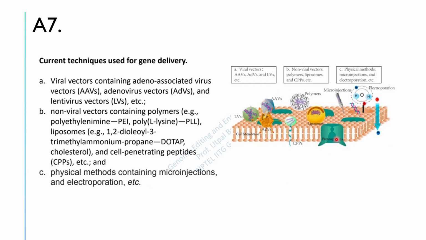This is just a figure showing how these vectors can be helpful for delivering our ZFN, zinc finger nuclease. Because it has been made outside of the cell, it needs to be penetrated or moved inside the cell for its functioning, right? So microinjection, this is electroporation, and liposome, polymers, and AAVs. Got it?